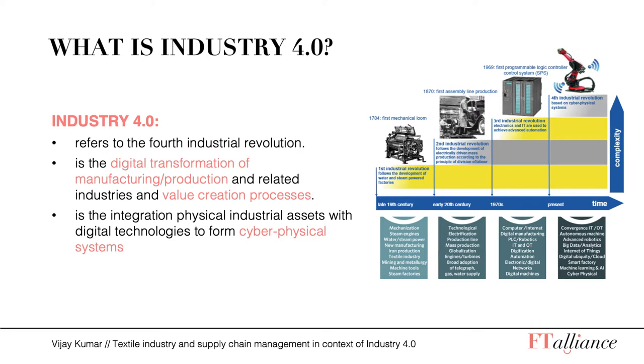These electronics and IT were integrated into the machines and processes to give the processes more control. In this context, when we talk about Industry 4.0, we go one step ahead and say that in this revolution we are looking to create a cyber physical system where the physical assets are connected with digital technology, connected to the internet through digital technologies, and so these are creating more autonomous systems.